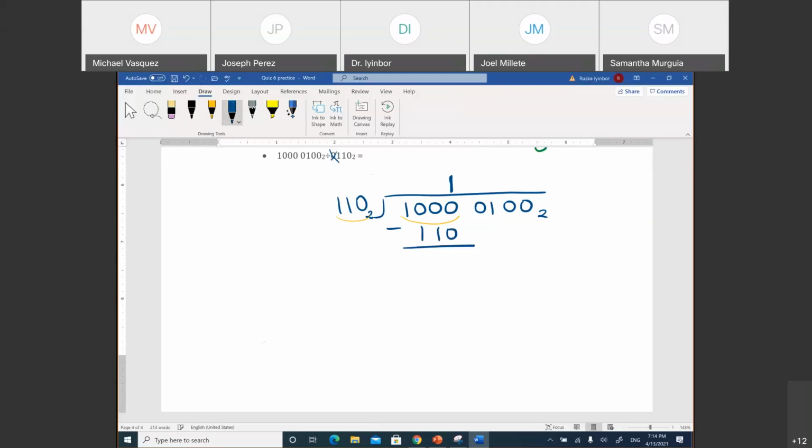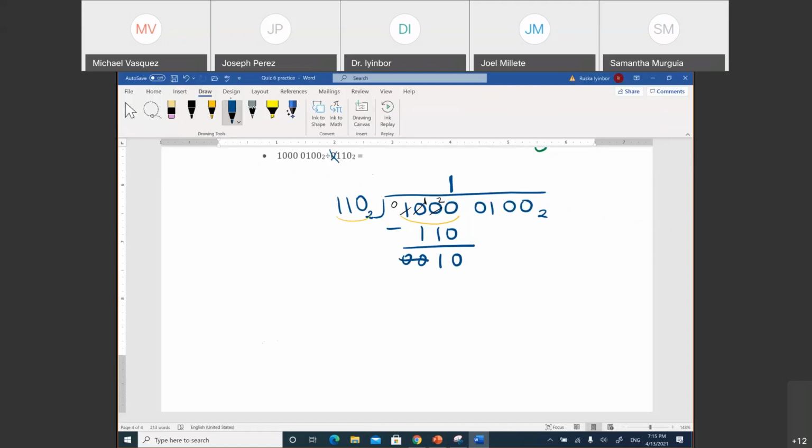So 0 minus 0 is 0. Then you have to go ahead and borrow. So 0 minus 1 doesn't work, so you need to go here and here. So this becomes 0, this becomes 1, and this is 2, right? Everybody good so far? And then I subtract: 2 minus 1 is 1. 1 minus 1 is 0, and you bring down the 0. Okay? And these 2 zeros are insignificant, so you don't have to look at them.